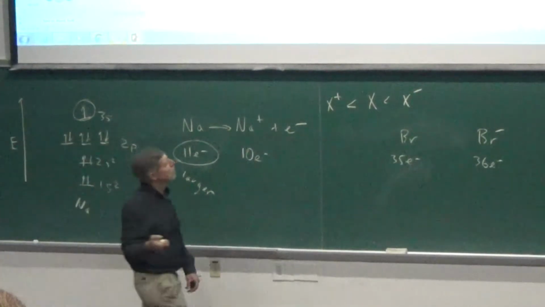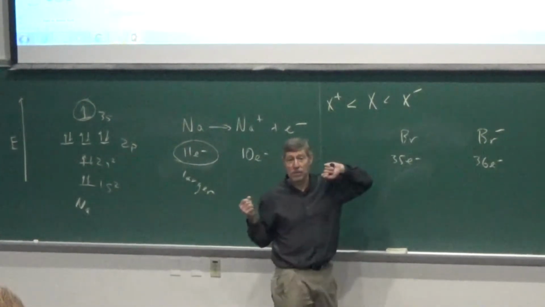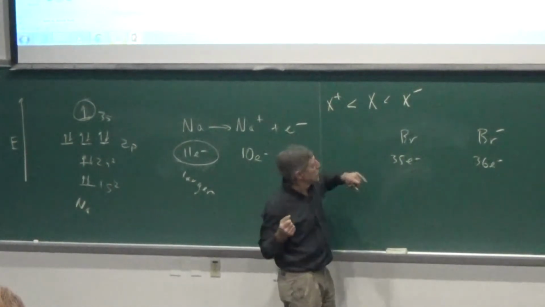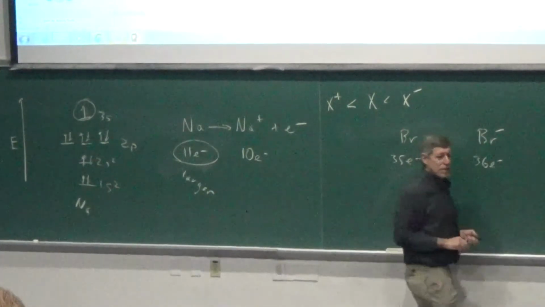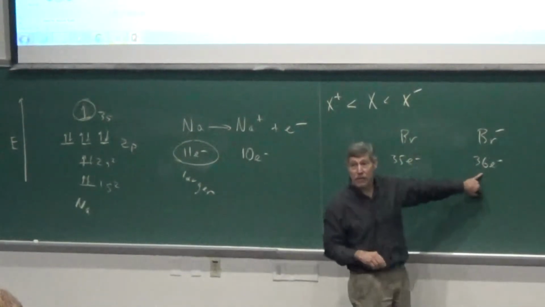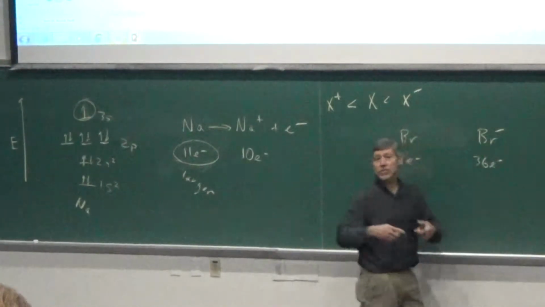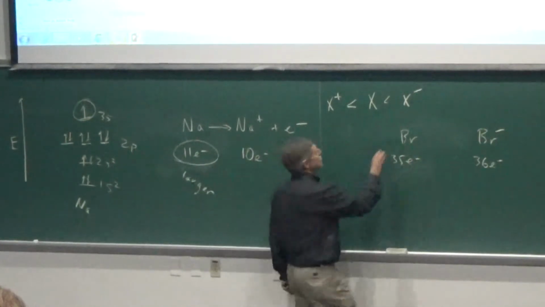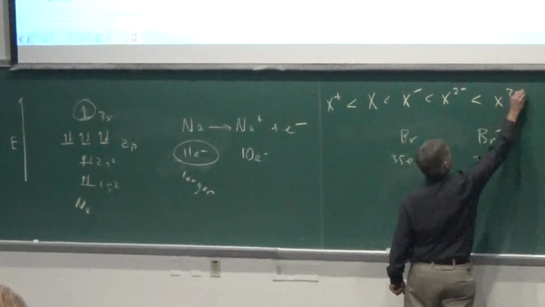What do you think? So, if I put X2 minus, where would that go? It'd be kind of hard to make this, but if you could make that, how would you do it? You'd have to stick another electron on it, right? So you get 37 electrons. More repulsive turns, it gets bigger. So X2 minus is less than X3 minus, and so on.